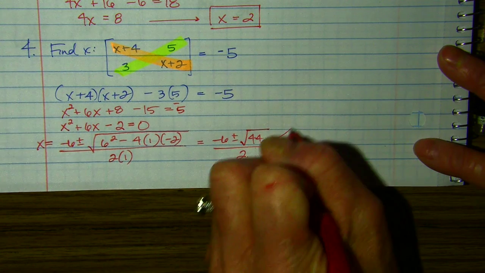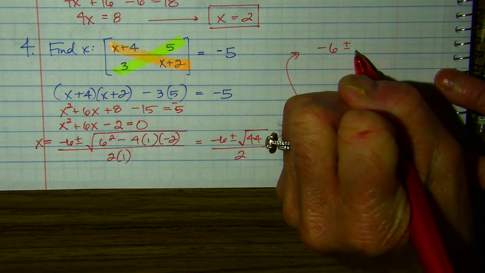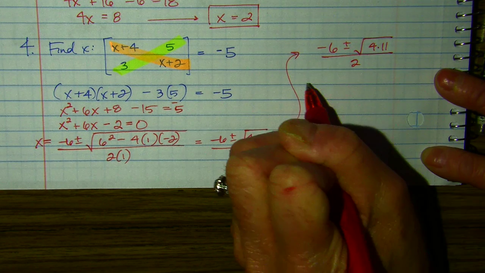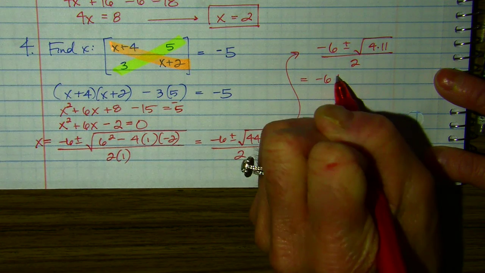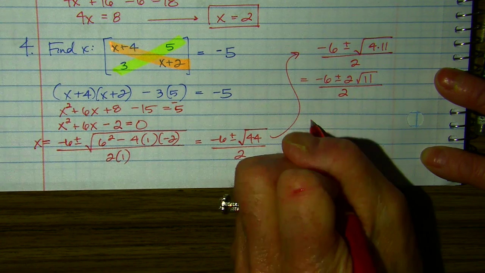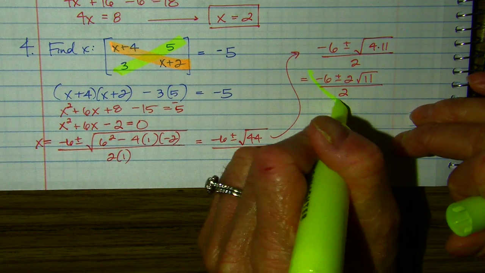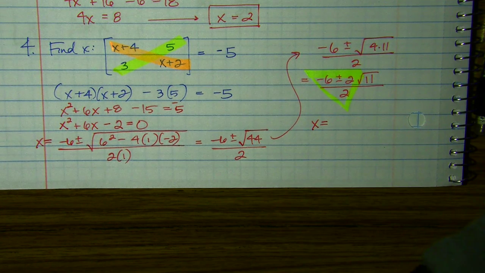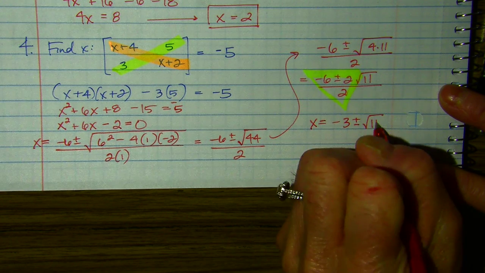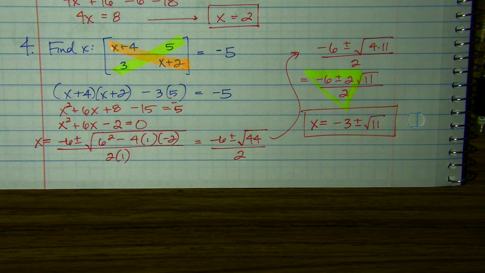And so I'm going to simplify this. That would be negative 6 plus or minus, 44 is the same as 4 times 11. So that would give me negative 6 plus or minus 2 root 11 over 2. So x equals, I'm going to reduce all 3 by 2. This is all review. So my answer is negative 3 plus or minus the root of 11. And so those are my solutions for x.